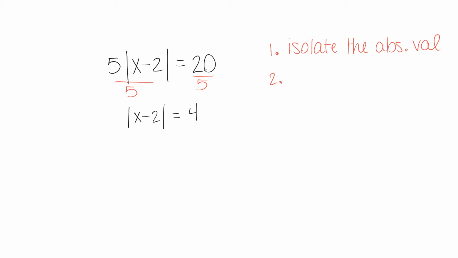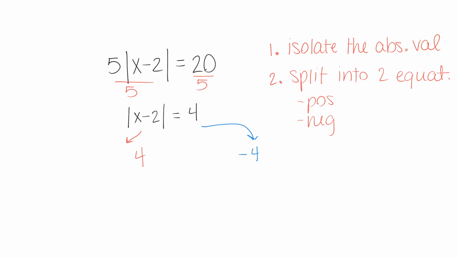Our next step is to split into 2 equations, right? And those are going to be a positive and a negative. So here we're going to split into 4, and we're going to split into negative 4. So x minus 2 equals 4, and x minus 2 equals negative 4. Add 2 to both sides, and we get x equals 6. And on this one, x equals negative 2.